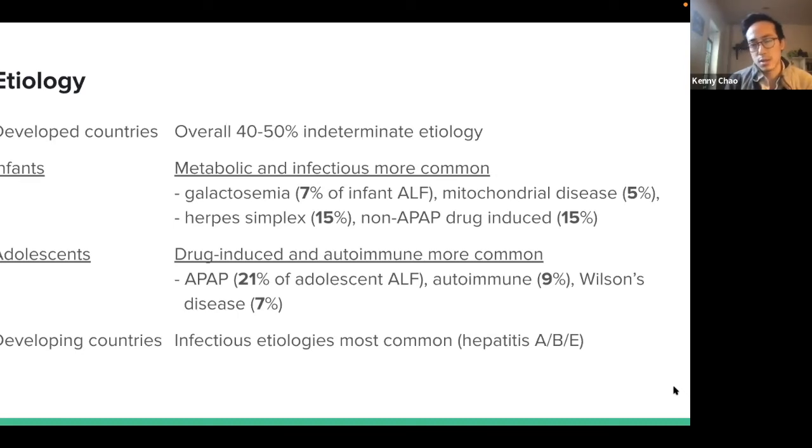A lot of these diseases are part of the newborn screening. Herpes simplex is the most common infectious etiology. And for adolescents, that's where you get into drug-induced and autoimmune diseases being more common. 21% of adolescent acute liver failure are due to Tylenol toxicity, and that accounts for 75% of all drug-induced liver failure. Autoimmune and Wilson's disease follow that. And you see for developing countries, the main cause is hepatitis A, B, and E.